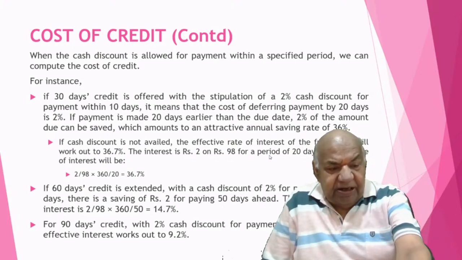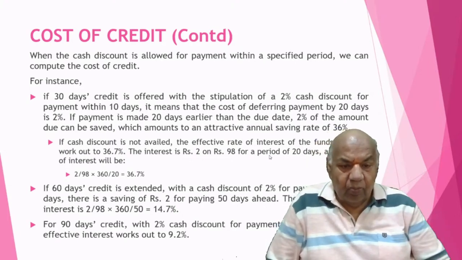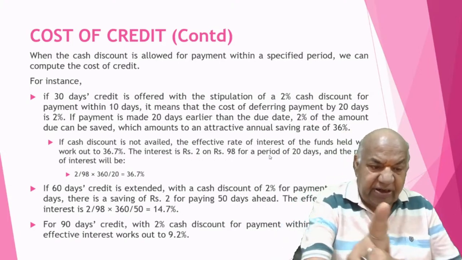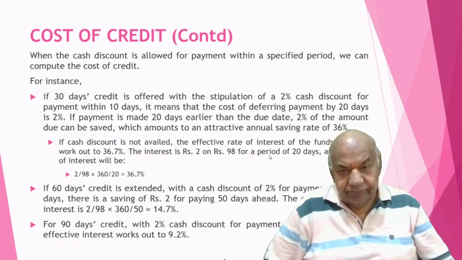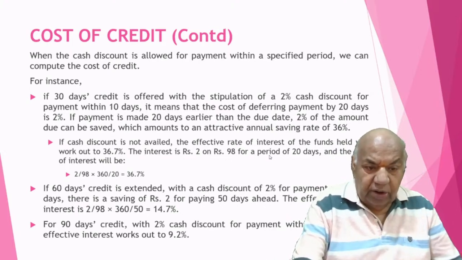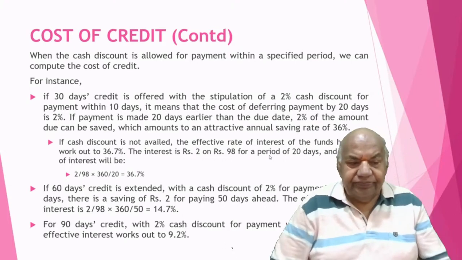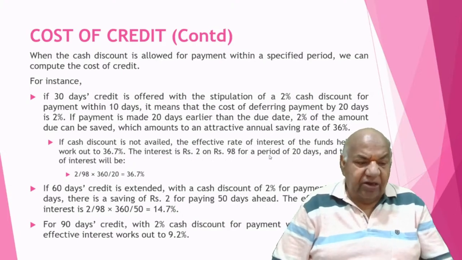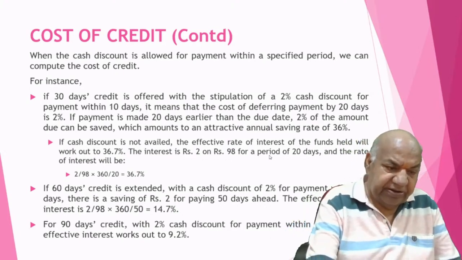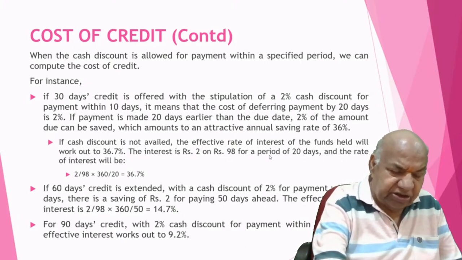If 60 days credit is extended in place of 30 days credit with the same cash discount of 2% for payment within 10 days, there will be a saving of rupees 2 in place of 20 days for paying 50 days ahead. And the effective rate of interest is now 14.7%. Same calculation: 2 by 98 multiplied by 360 by 50.